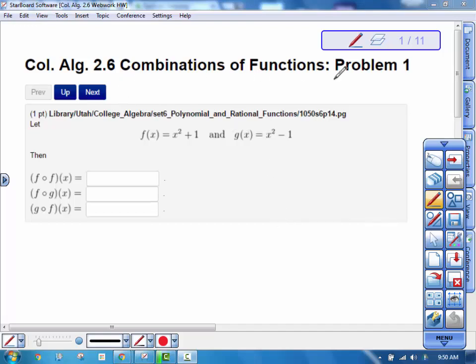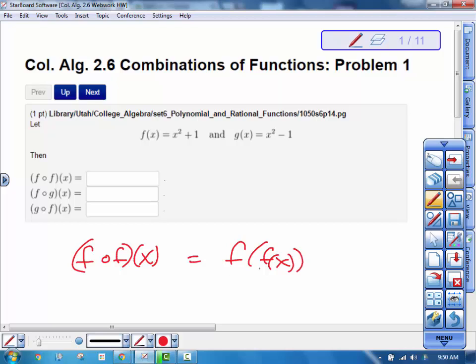Okay, this is 2.6 homework help. First problem wants us to do these compositions. So I like to write this a different way. I like to write it as f of f of x. I don't know why. This means the same thing, by the way.